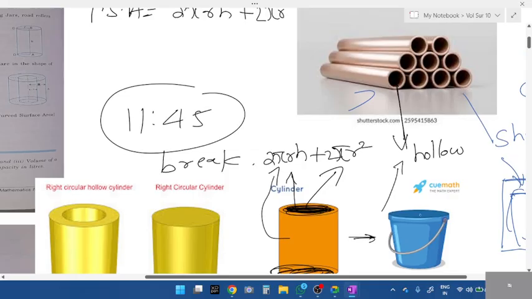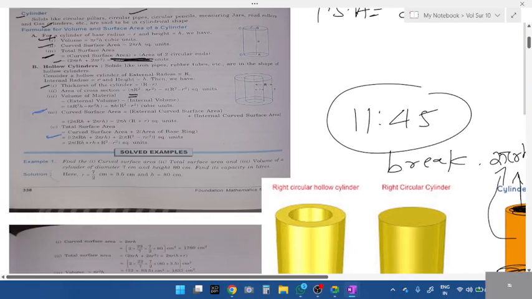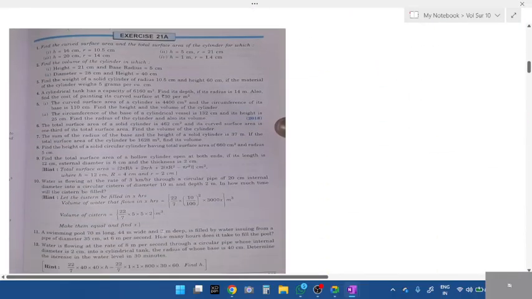So even in a bucket, if you just leave your hand inside the bucket, you can feel that inner part. Wherever the water is filled, you can touch the outer part as well as the inner part. This is the hollow cylinder concept. Next, cylinders. They don't ask many questions, because cylinders are very tough to calculate. They ask very limited questions.